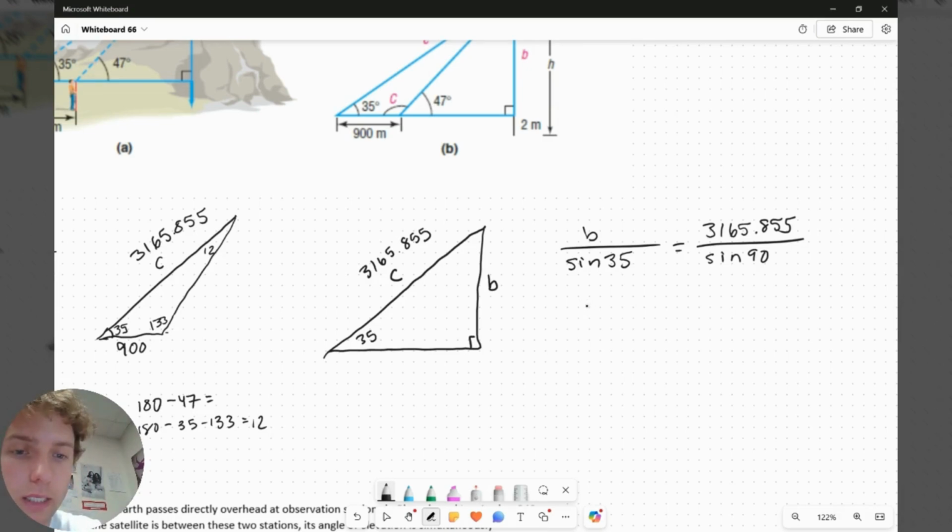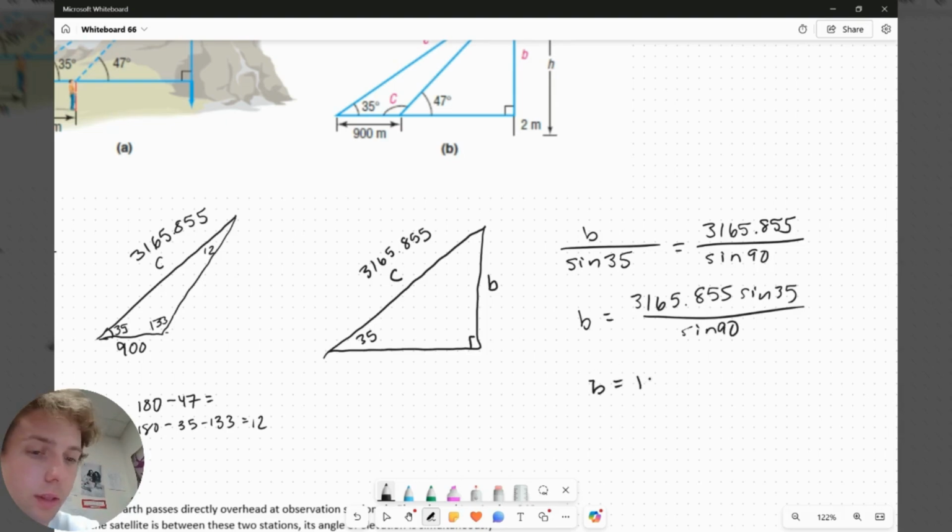When we multiply sine of 35 to the other side, what I end up getting in my calculator is, one second, let me finish writing. What I end up getting is 1,815.86. You could use more decimals than that. I rounded that. You might call it 859 instead if you want 3 decimals.